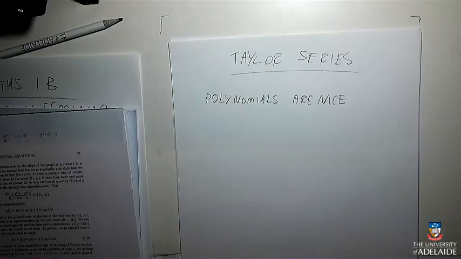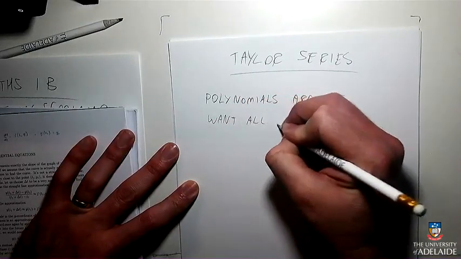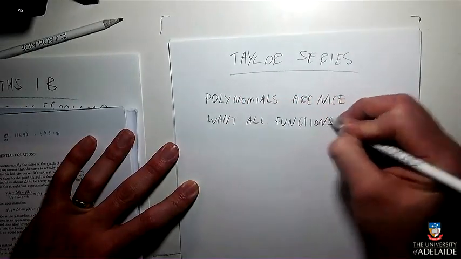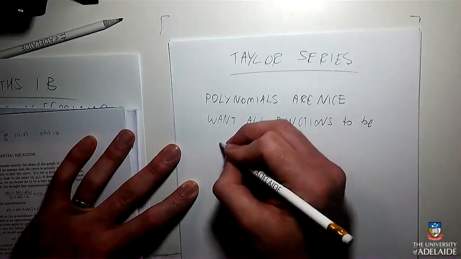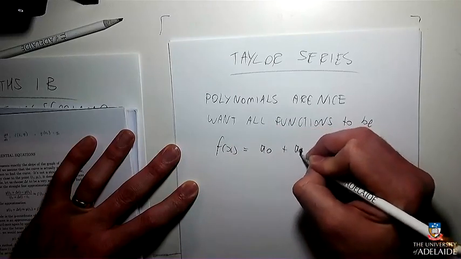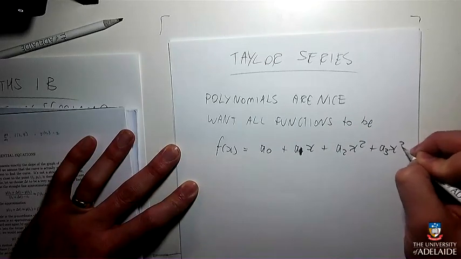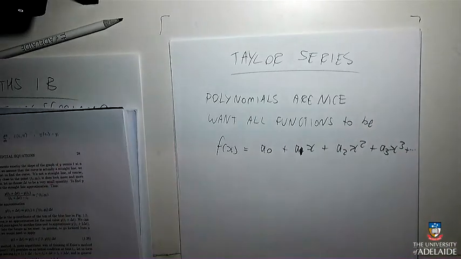But we can pretend they are and approximate them as if they were close to polynomials, because all functions will be close to some polynomial, at least nearby to where you are. And that's the idea. So we would like all functions to be something like a0 plus a1 x plus a2 x squared plus a3 x cubed, and possibly stop at some point in order to approximate it, but we want them all to be like that.